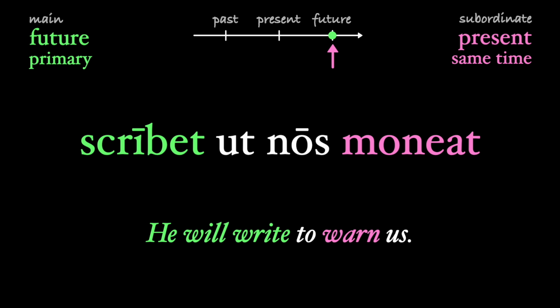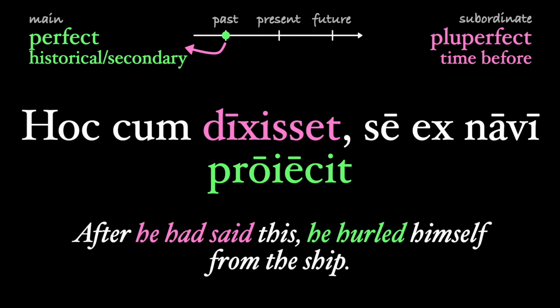Scribet ut nos moneat. He will write to warn us. Scribet is a future indicative, so we are in primary sequence, and we must use the present subjunctive to show an incomplete action.